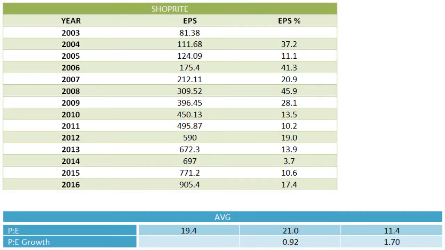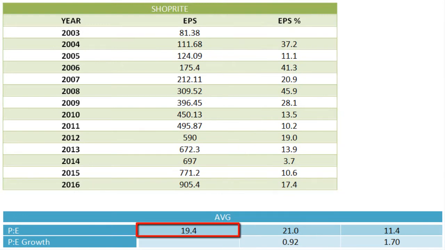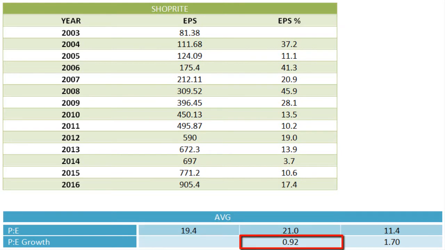Shoprite Checkers, on the other hand, has got an average growth in earnings per share of 21%, and their PE ratio is 19.4, so their PE growth ratio is 0.92. So at this time, Shoprite represents far better value than Pick n Pay.